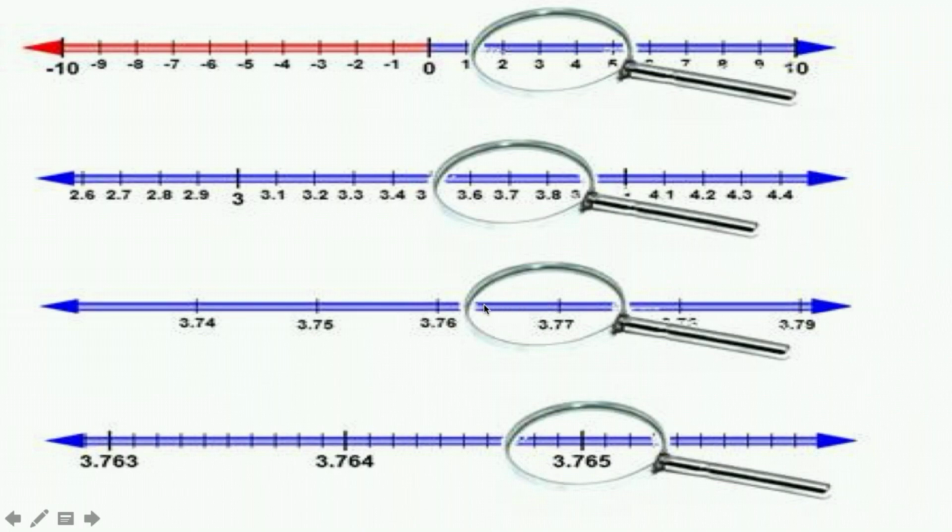Now the number 3.765, it will lie between 3.76 and 3.77. So now I will zoom in this part of the number line and again I will divide it into 10 equal parts. So now the parts will be labeled as 3.761, 3.762, 3.763, 3.764 and so on. So 3.765, this is the required decimal up to 3 digits representation of the number.